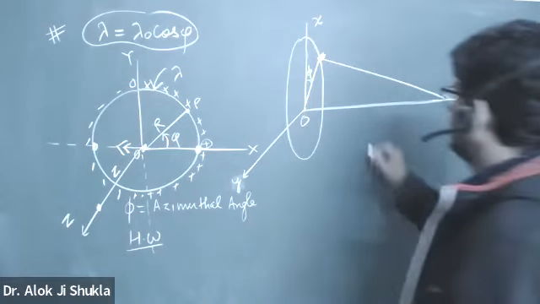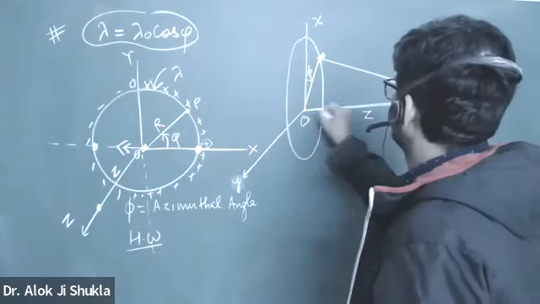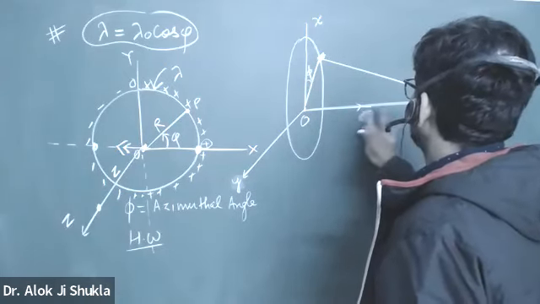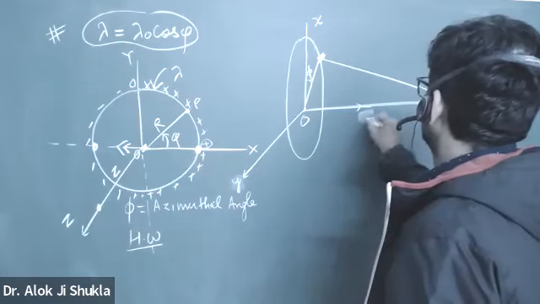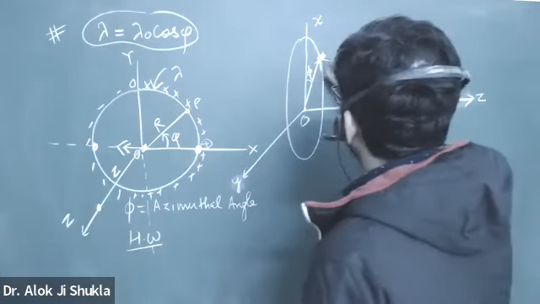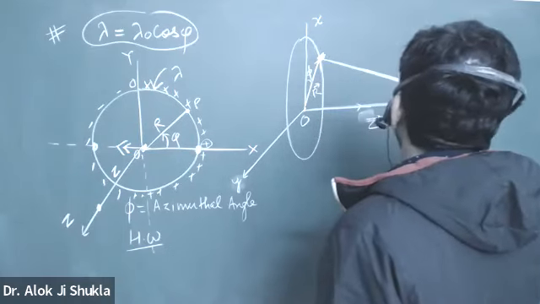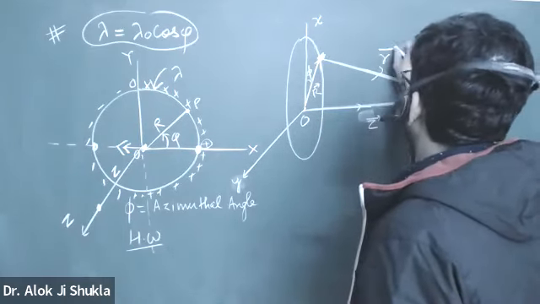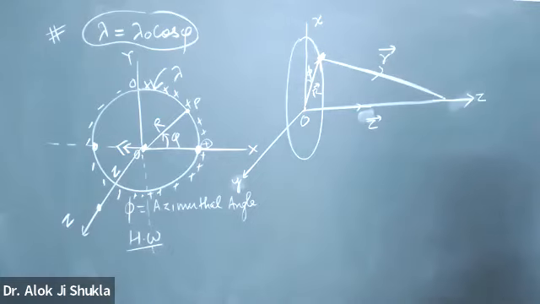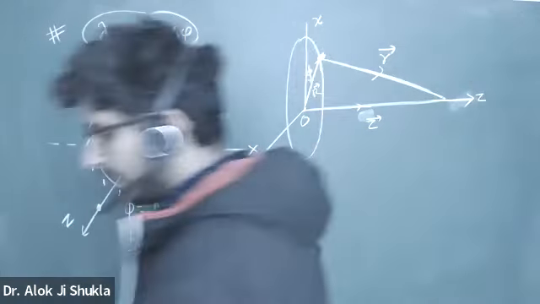So this is z vector. This is r vector. And this is r vector. Please understand this. एक बार देखो ध्यान से. Are you able to get it? Or is there any doubt?